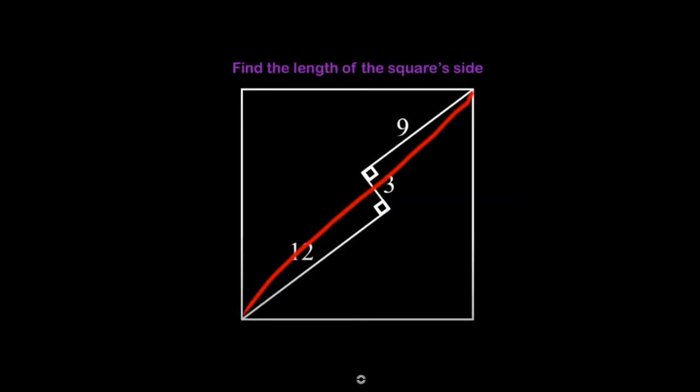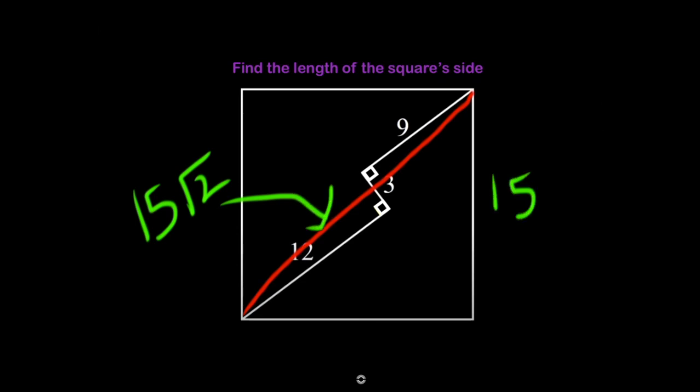Alright, so going back to our original problem, that red line is back there again, and we know that it is equal to 15 radical 2. So if this value is 15 radical 2, we know that this side is 15 and this side is 15 because it's an isosceles right triangle, and our answer is 15.